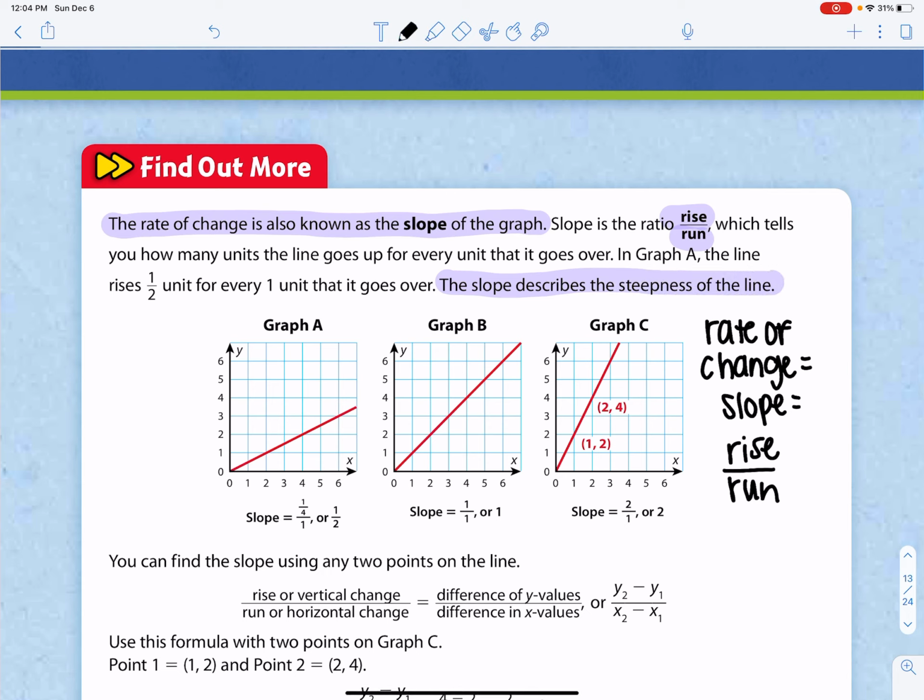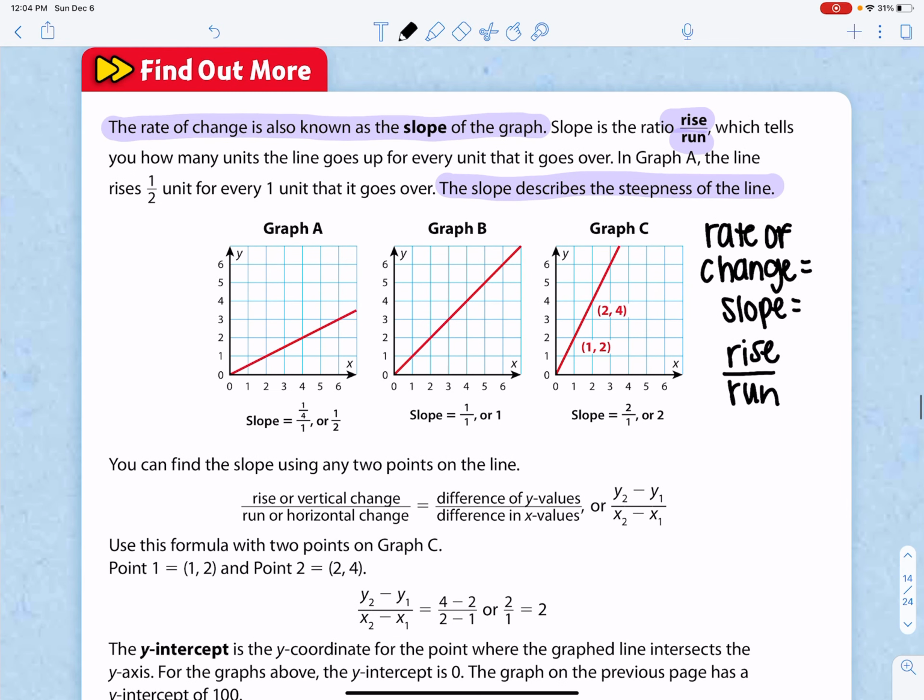Okay, so if I'm trying to figure out which graph, A, B, or C, has the steepest slope, we would look at what the actual slope is for each, or we could just look at the graph and see which line is more steep. The one that's the most steep is the one that has the greatest slope.